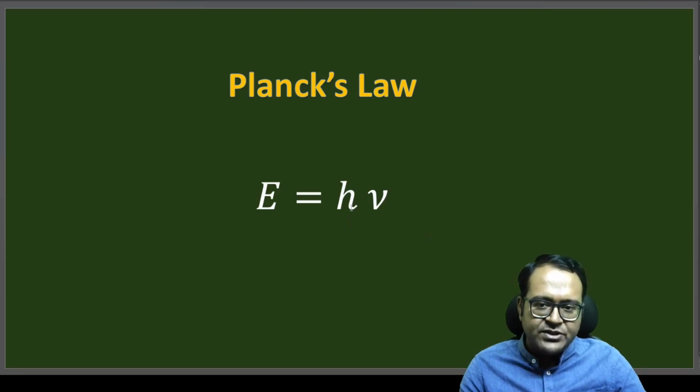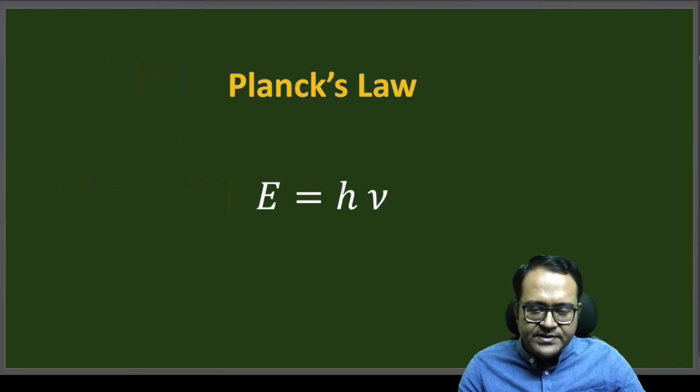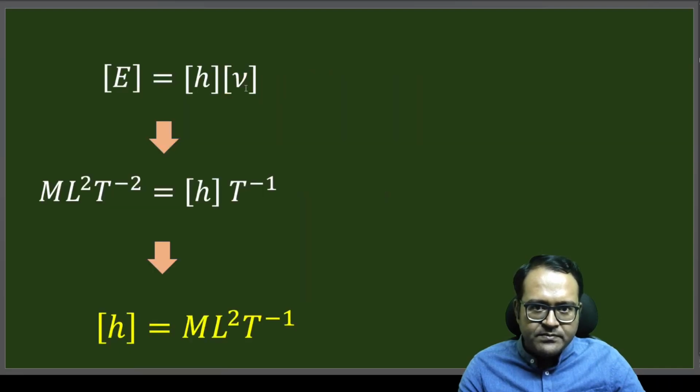So what is the dimension of this? We need to equate the dimension of the relation. So the dimension of energy is on the left side, and on the right side the dimension of h and the dimension of nu. Nu is frequency, so frequency is 1 by time. It is written with the unit hertz. So it is h T^-1, and on the left side energy is M L^2 T^-2. Just simple algebra shows that the dimension of h is M L^2 T^-1.